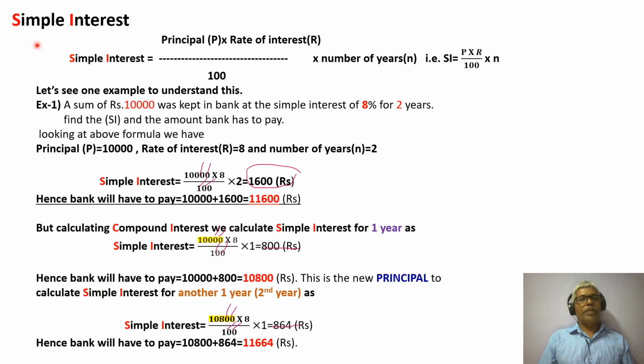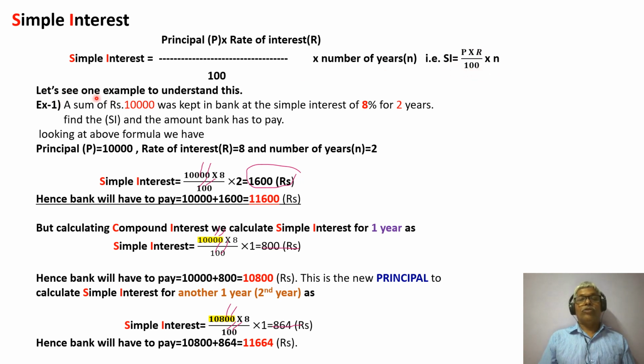So we take simple interest first. The formula of simple interest is given here. Simple interest equals principal P into rate of interest R upon 100 into number of years n. So we take all these short forms and write the formula in short form here. SI is simple interest equal to P into R upon 100 into n, so that we can use this very easily. Okay, so this is a formula.